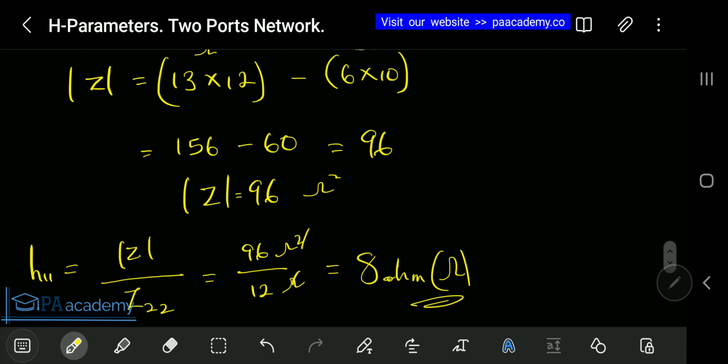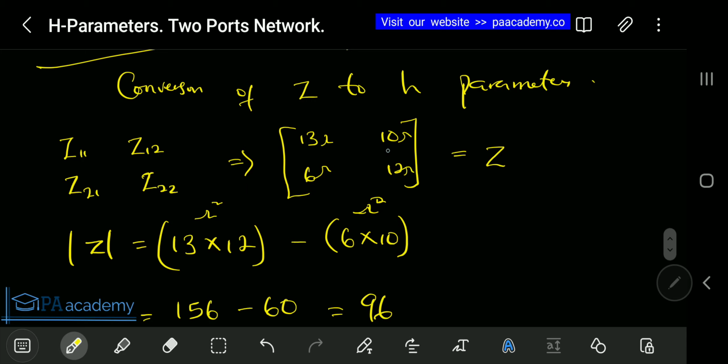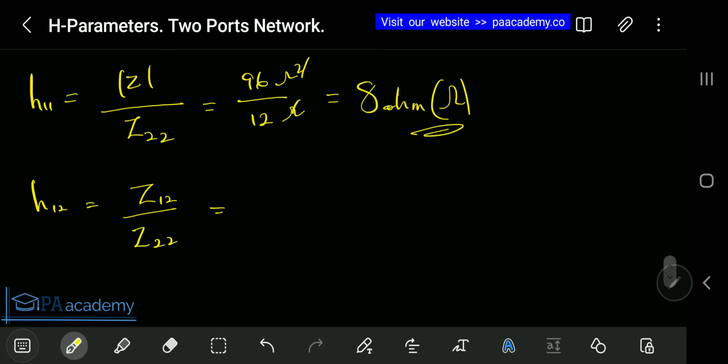Exactly. All right. So now for h12 it is z12 over z22. So what's our z12? Z12 is 10 and then z22 is 12. So that means we're going to be having 10 divided by 12, and that will give us 5 over 6. Now this won't have any units because the units here are cancelling out.